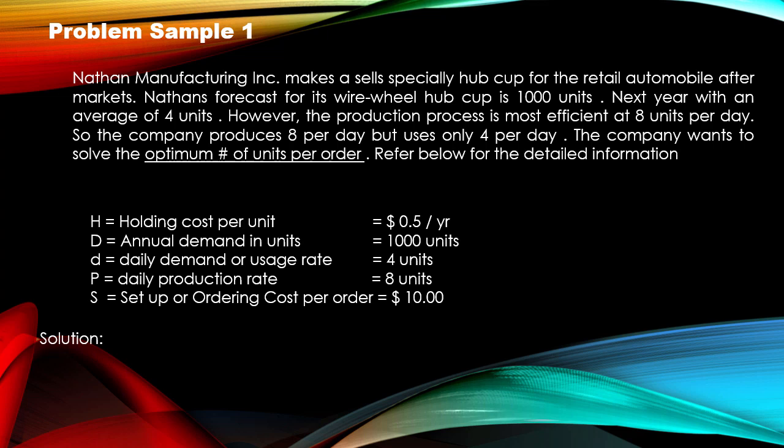We are now looking for the optimum number of units per order. Using the formula, I have Q prime, which is the square root of 2 times 1,000 times 10 over 0.50 times 1 minus 4 over 8. I use the information given above, which is stated in the problem. So I have now my Q prime, which is 282 or 283 hubcaps as the optimum number of units per order.